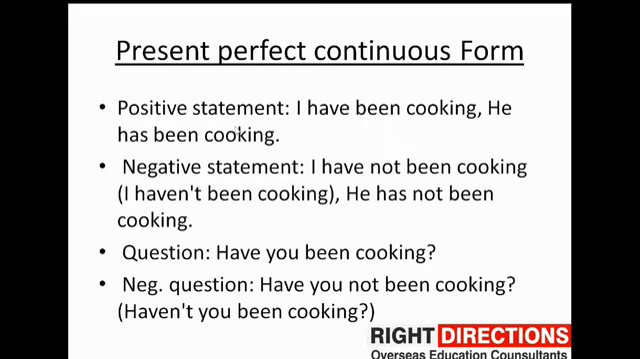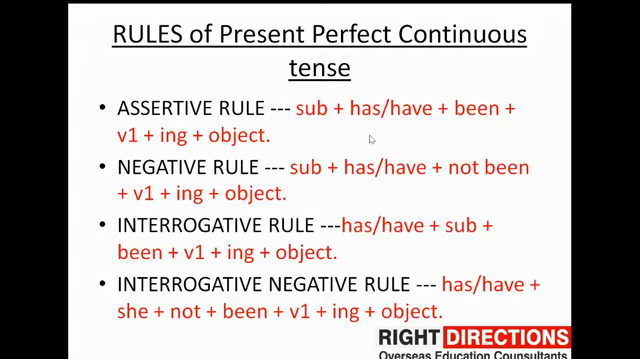Now the rest four parts: assertive statement, affirmative statement or positive statement. One is the same thing. Like I have been cooking. Perfect continuous में आपके पास क्या आएगा? Let's talk about the rules first. For the assertive statement, we'll be using subject, verb first form and object.